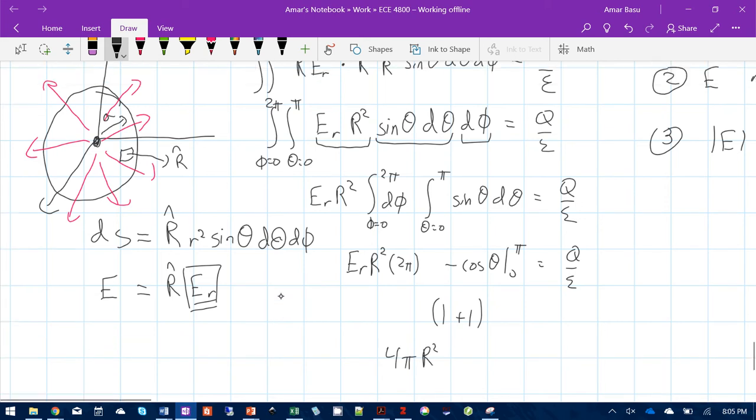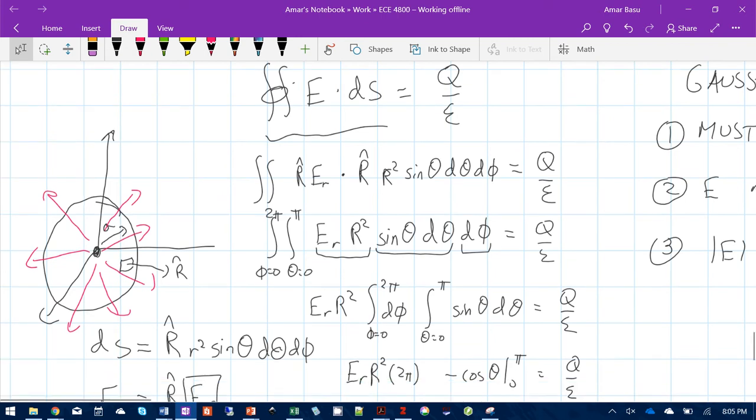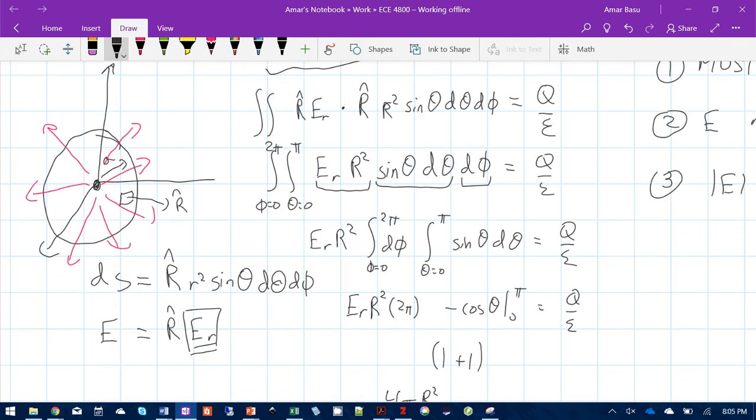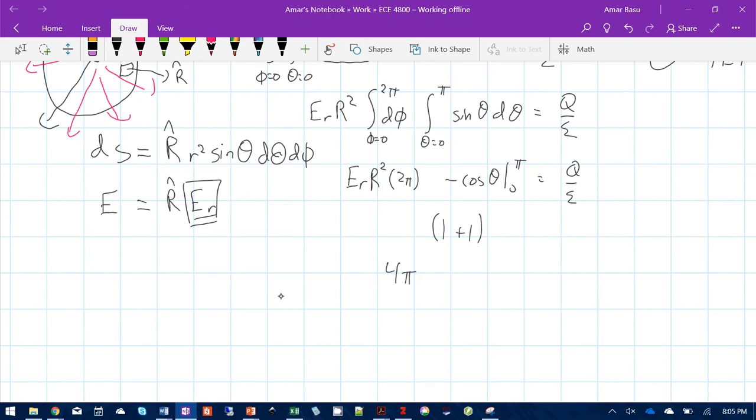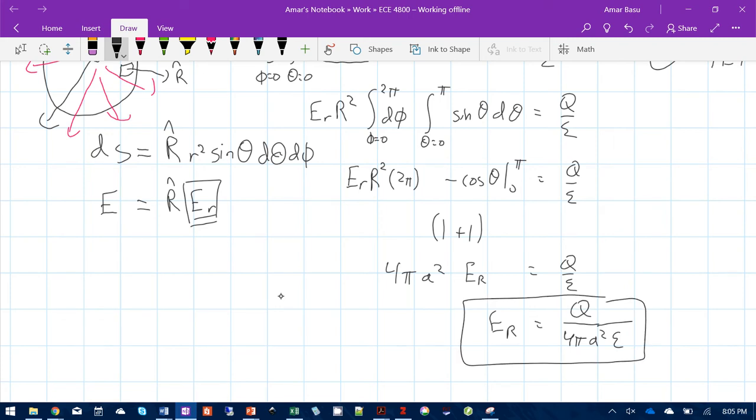And remember, we're at a fixed r, and the radius that we're at, r, is equal to the variable a. So we can substitute that in here: 4 pi a squared times E sub r is equal to q over epsilon. So your electric field then is q over 4 pi a squared epsilon. And this matches Coulomb's law.